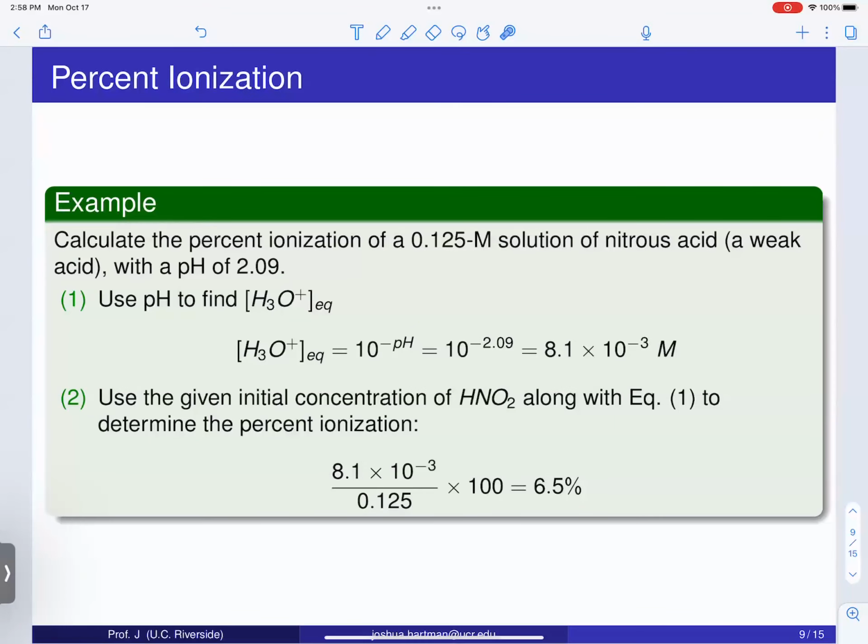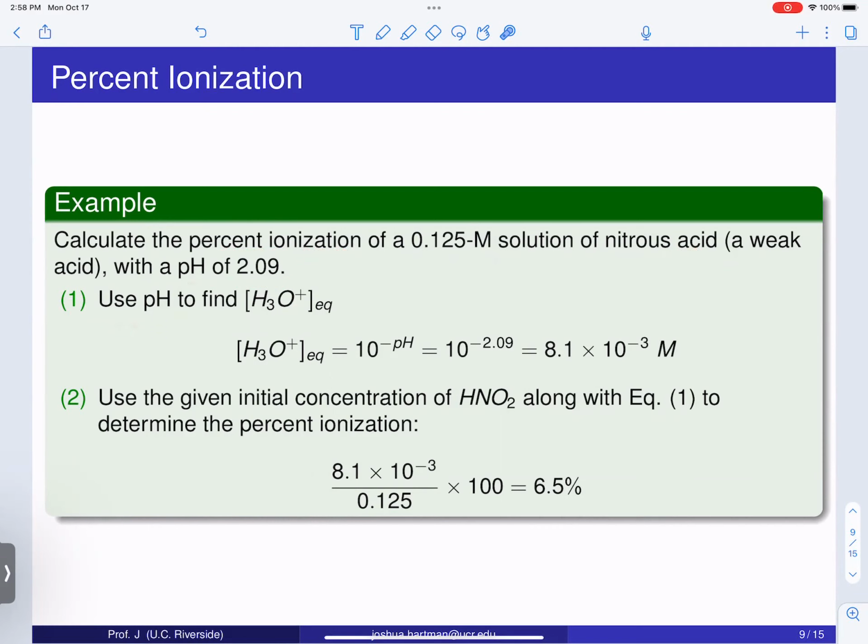So to see how we use this in practice, let's consider a simple example where I'm asking you to calculate the percent ionization of a 0.125 molar solution of nitrous acid, a weak acid, that has a pH of 2.09. So the pH here of 2.09, we're going to use that to find the equilibrium concentration of hydronium ion, because we know this has come to equilibrium, and we're given the pH.